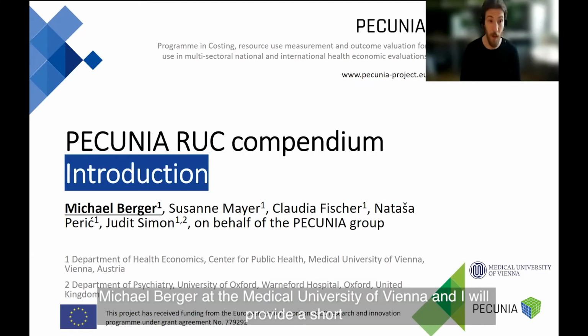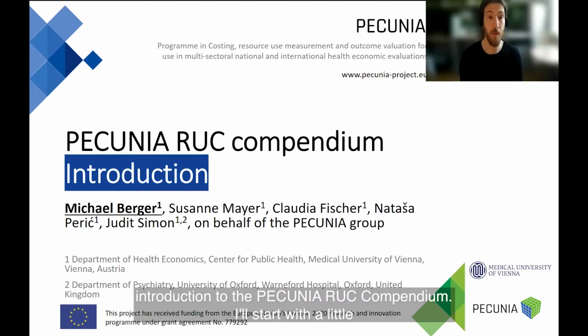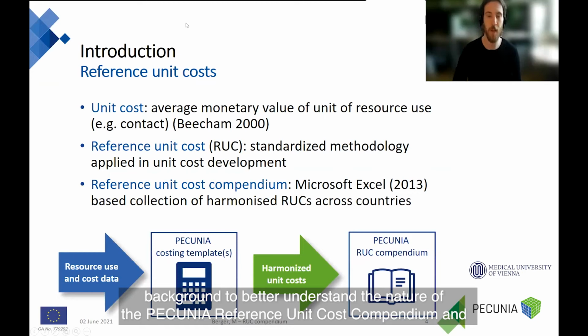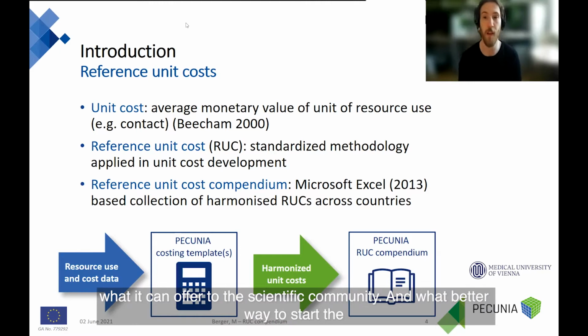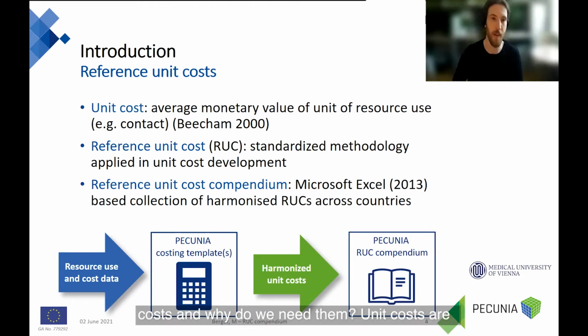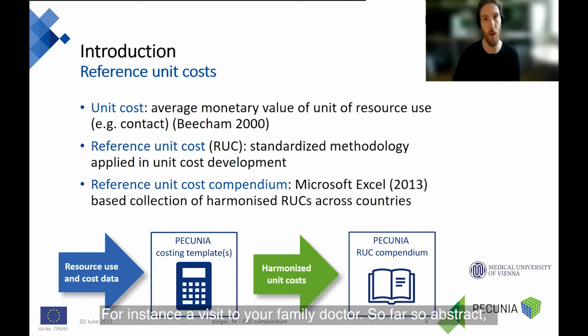My name is Michael Berger at the Medical University of Vienna, and I will provide a short introduction to the PECUNIA RUC Compendium. I'll start with a little background to better understand the nature of the PECUNIA Reference Unit Cost Compendium and what it can offer to the scientific community. And what better way to start a presentation than with a list of definitions? First of all, what are unit costs and why do we need them? Unit costs are the average monetary value of a unit of resource use. For instance, a visit to your family doctor.